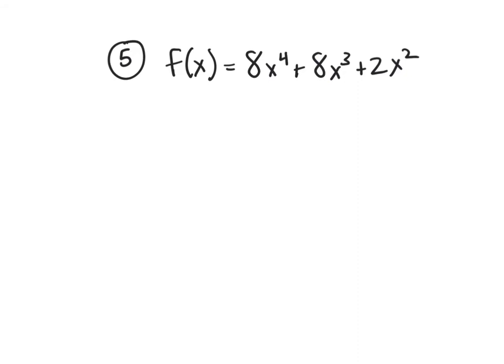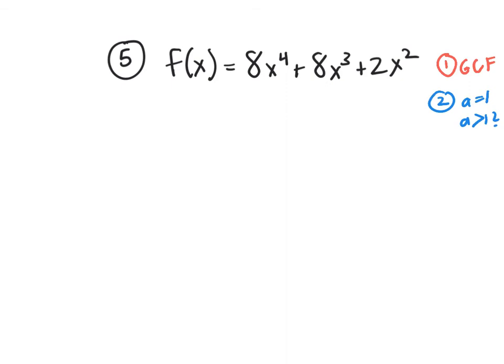All right, we have one final problem. Again, remember, we're looking for a GCF. And then we're going to look for a equals 1 or a greater than 1. So for my problem, we have f of x equals 8x to the 4th plus 8x cubed plus 2x squared.